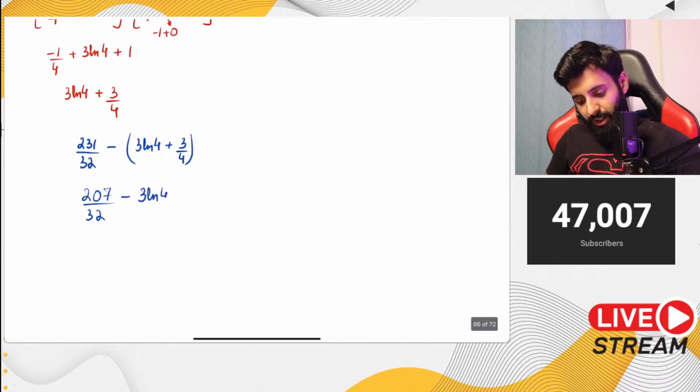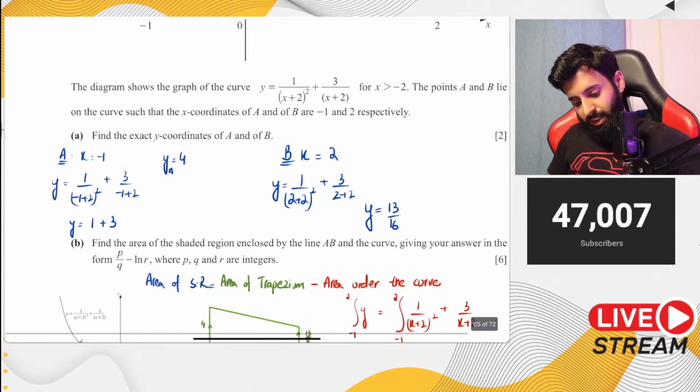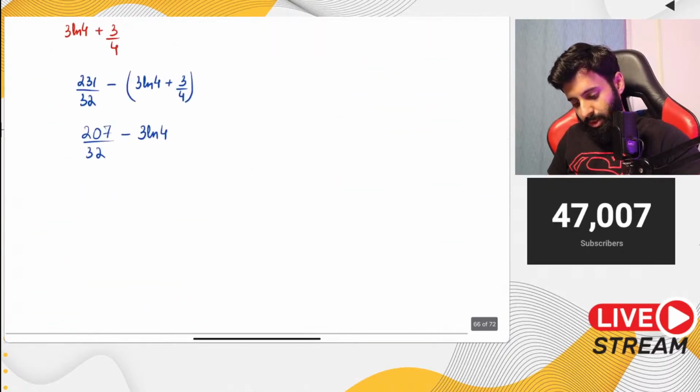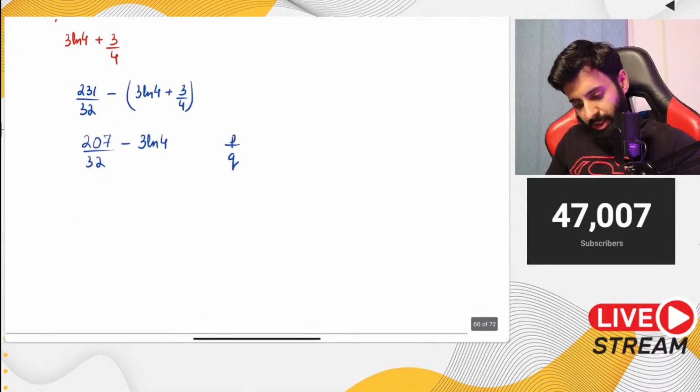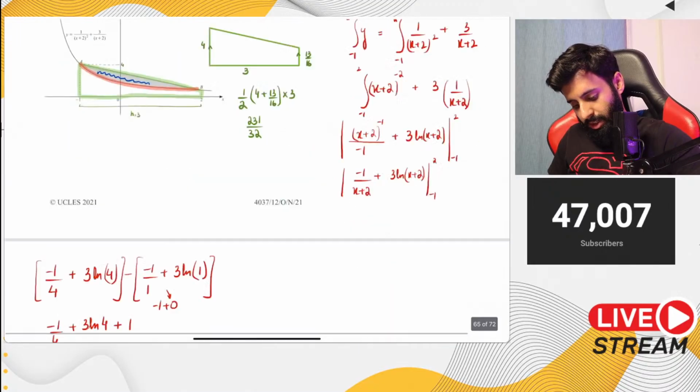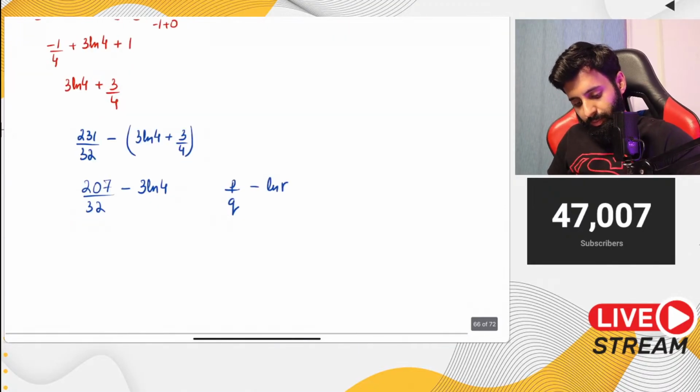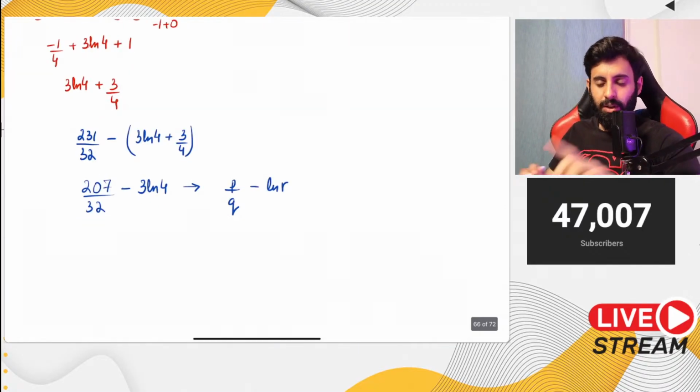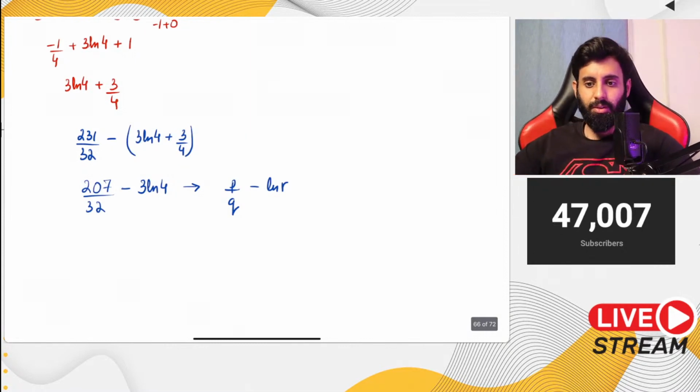Acha, if we go back, the question said that your answer should be P upon Q minus ln R. So how do I bring it in this form? What do I have to do? There's just one extra step that we have to do in order to bring it in this form.